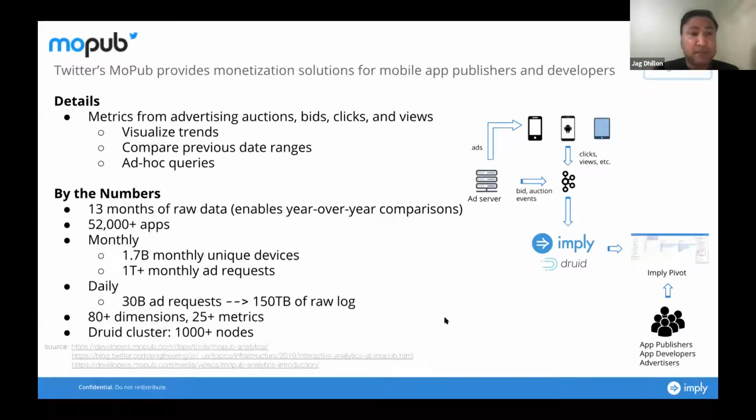By numbers, you can see they've got about 13 months of raw data, and it enables the advertisers to check year-over-year comparisons. They've got about 52,000 apps running on the Twitter Mopub platform. Monthly, they've got about 1 trillion ad requests coming in. There are 30 billion ad requests every day. So we're talking about 150 terabytes of raw logs. They have a Druid cluster of 1,000+ nodes, and these guys are growing every year. As you can imagine, everything is about digital.